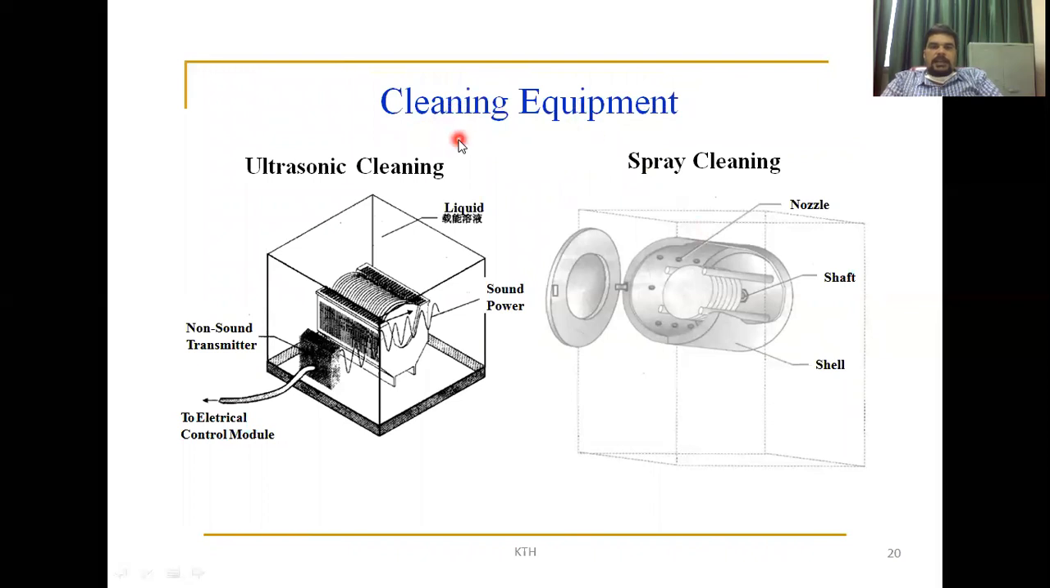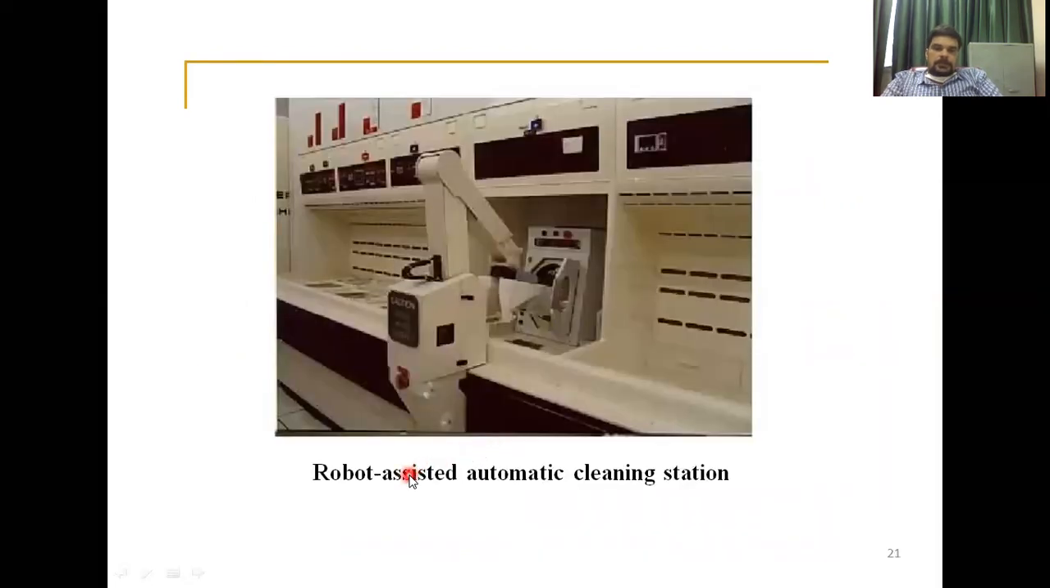Now, these are the cleaning equipment. This is ultrasonic cleaning. This is spray cleaning. This is an automatic cleaning station, controlled by a robot.